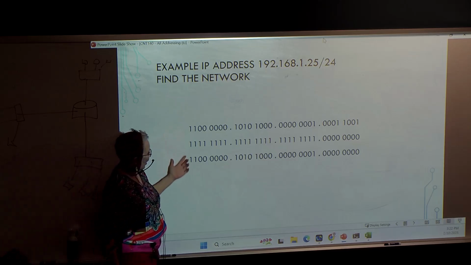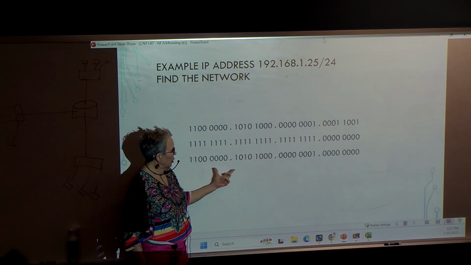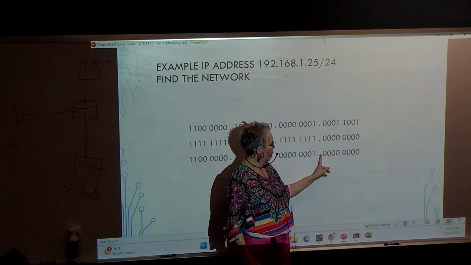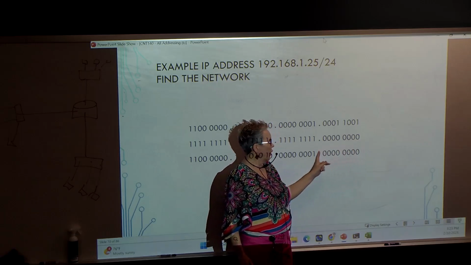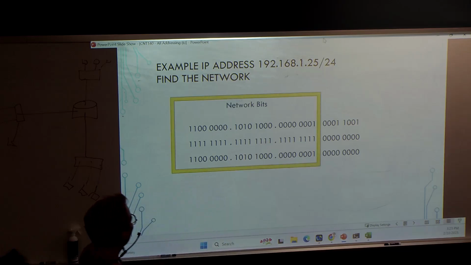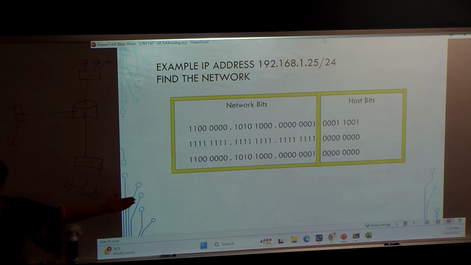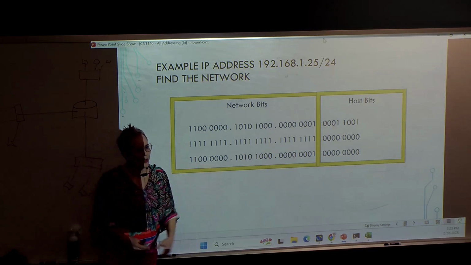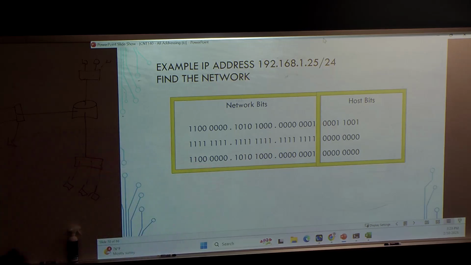So I know that I've got 192.168.1.0. Now, what do you notice about the host bits? They're all off, and that was the definition of the network, when all the host bits are off, right? So here's our network bits. Here's our host bits. We got that? We're good with that? Okay, so go ahead, and you're going to fill in the network part.